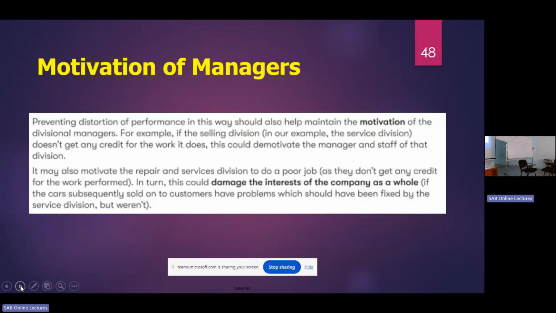So they know that it will only cost them. And that will adversely affect the company.